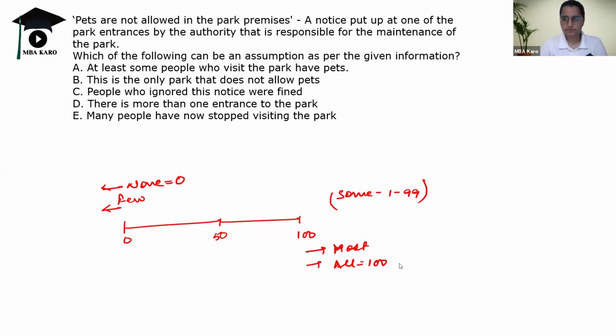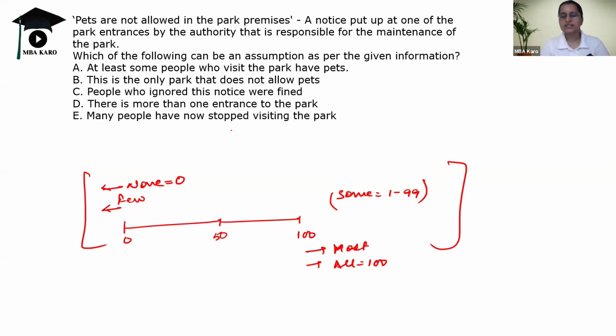Now let's see this question. Now, why have I written all this? Understand this basic thing. When we are writing some, the sum could range from 1 to 99, any number. It could be 1, it could be 99. When the statement says none or few, that means they are going more towards the lesser number, right? When they say most or all, they are going towards the majority.